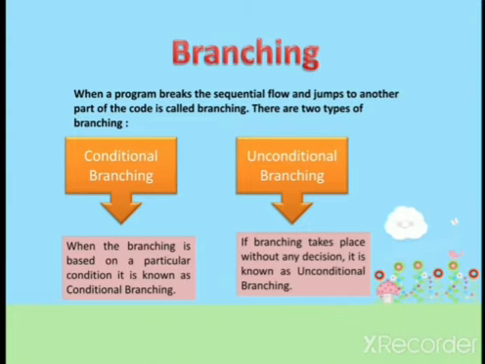And these types of branching are known as conditional branching, where we check some condition and perform according to that particular condition. If it is true, we perform the particular block of statements. If it's false, we perform the other block of statements. This is the conditional branching. But where there is branching without any decision, that is known as the unconditional branching.